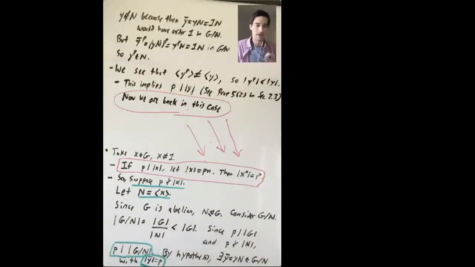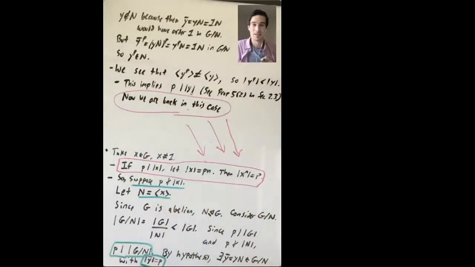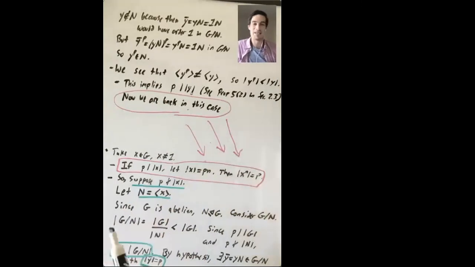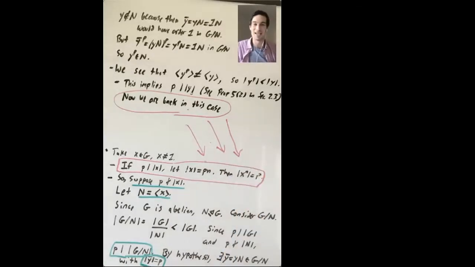But now where are we? We have an element y in G, and we know that p divides the order of y. And now we're back in the case that we did before, where we had some element in G that was not the identity, and p divided its order. You write the order as p times something, and you take that element to the something. Now that has order p. So that's the end of the proof.